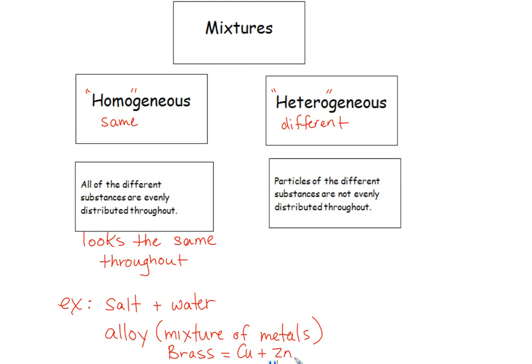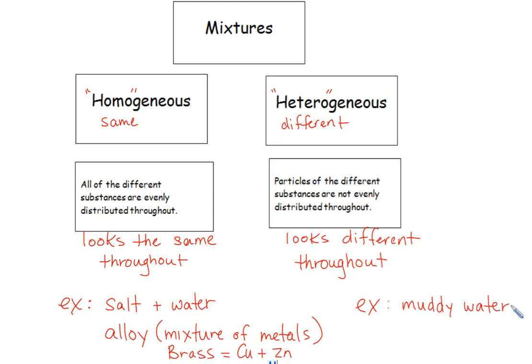In a heterogeneous mixture, I like to think that it's going to look different, that you're going to notice the different substances. Looks different throughout. Okay, so it says here, particles of the different substances are not as evenly distributed. Example, maybe this is dirty water, like muddy water. You can see the mud, and maybe after a while it even settles down to the bottom. It's not a very even distribution of particles throughout the mixture.